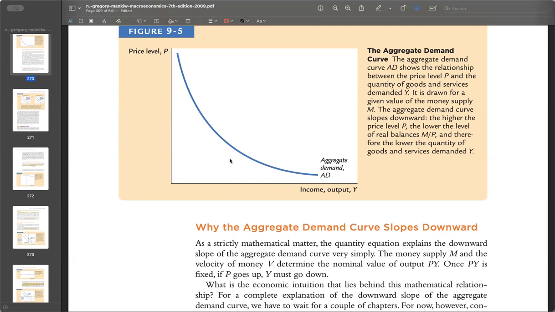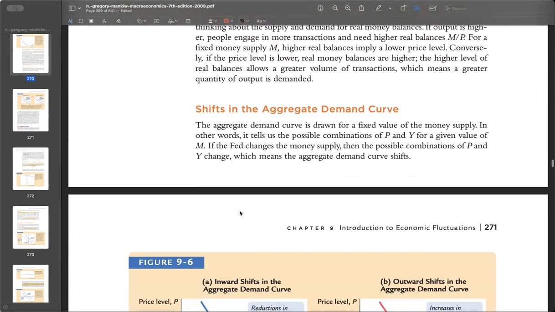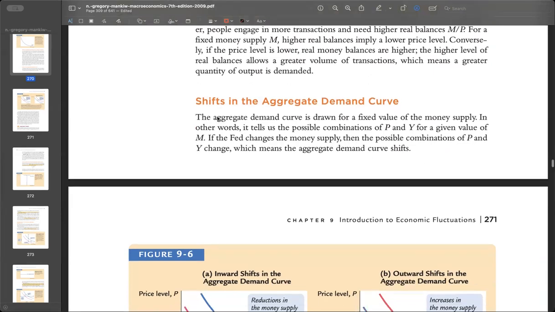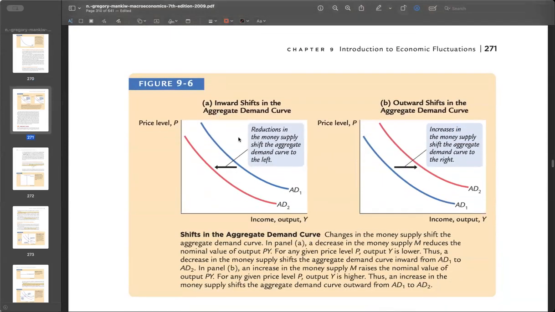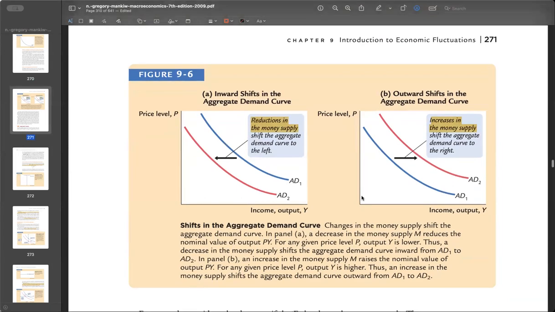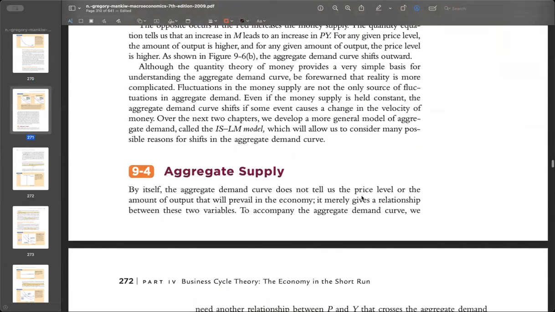In either case, you will have a downward sloping aggregate demand, which is shown here. Furthermore, in our classes so far, we've been shifting the aggregate demand curve through purposeful policy, either monetary policy or fiscal policy. Here in figure 9-6, you've got a reduction in money supply, a monetary policy change, which will shift the aggregate demand curve to the left. And on the right image, an increase in money supply will shift the aggregate demand curve to the right. That's what we've been discussing and learning so far.